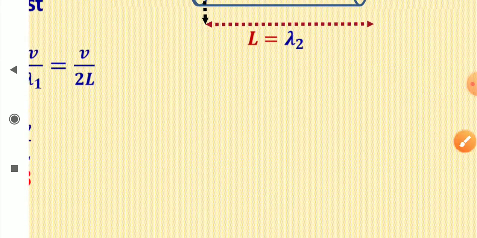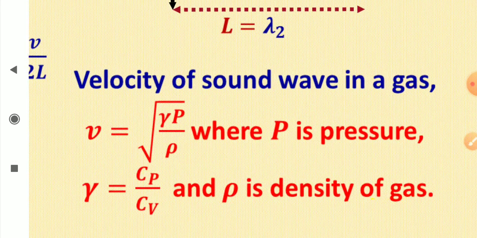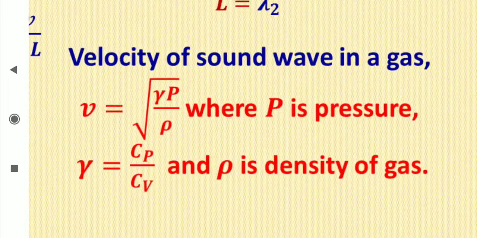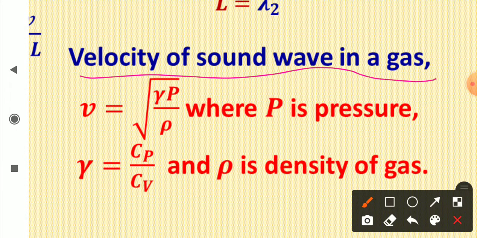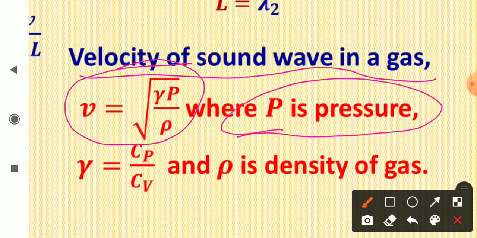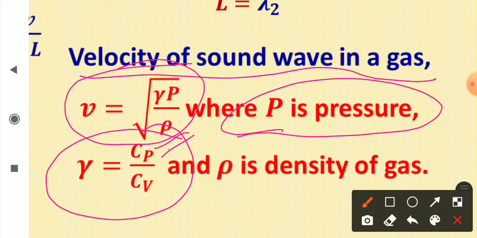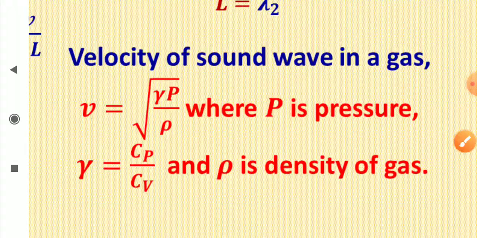And one more important topic here, we are using velocity of sound wave in gas. So the relation for velocity of sound wave is under root gamma p upon rho, where p is pressure of gas, gamma is Cp upon Cv, where Cp is molar specific heat at constant pressure, and Cv is molar specific heat at constant volume, and rho is density of the gas.